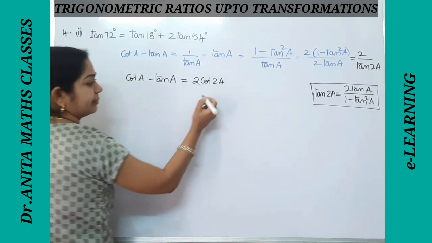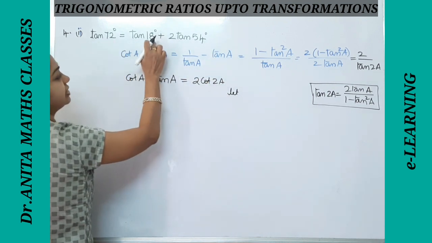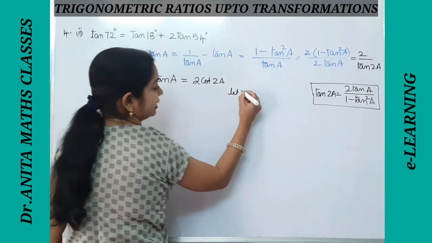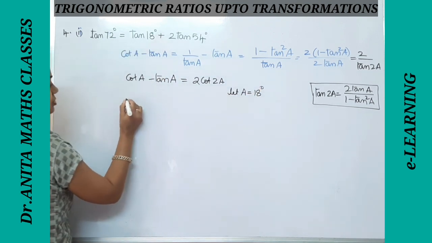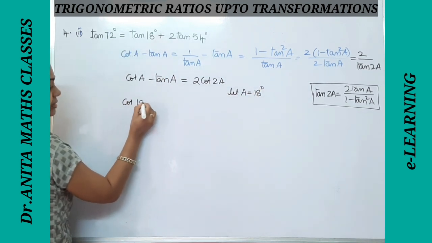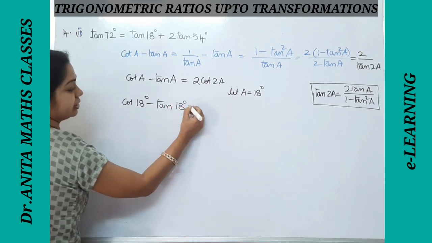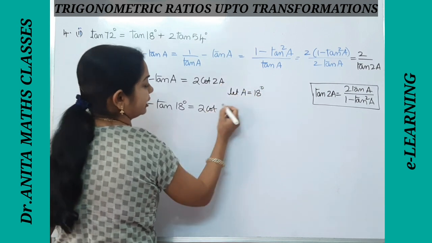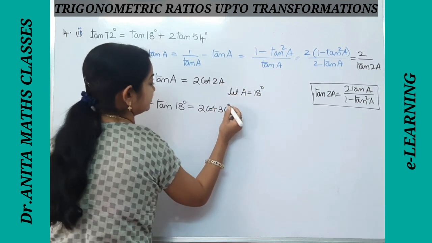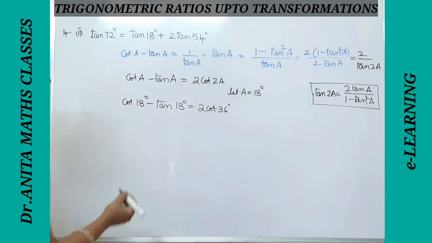Now I'll take the values. If you see 18 degrees, the lowest one is 18. Let a be 18 degrees. Let us apply. So cot 18 degrees minus tan 18 degrees equals 2 cot 2 into 18. 2 into 18 is 36 degrees, right? So what we have here is 36. Let us see here.